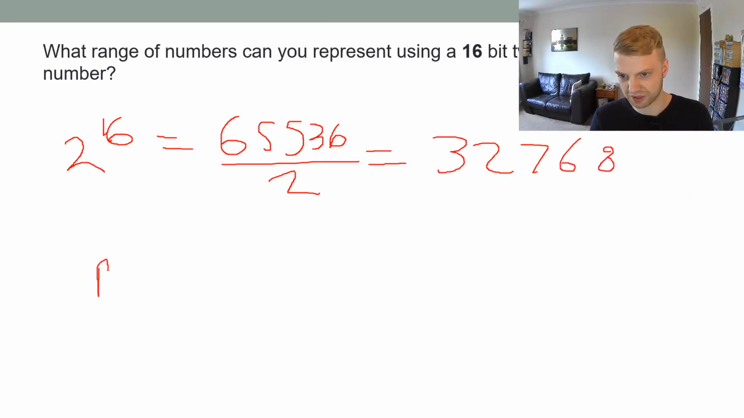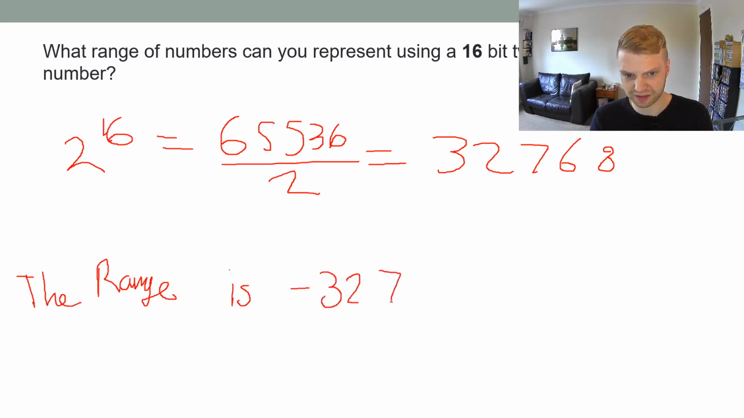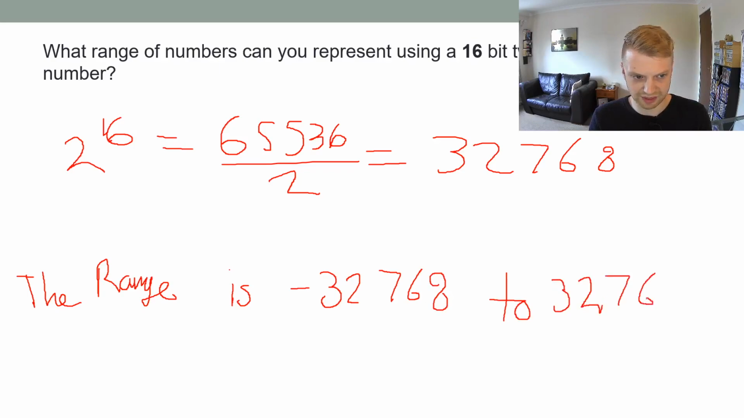And then you would just have to write something. I can't remember if you had to write full sentences. You might have to write the range is minus 32,768 to, and remember you subtract 1 from the positive side, 32,767. And that's it.